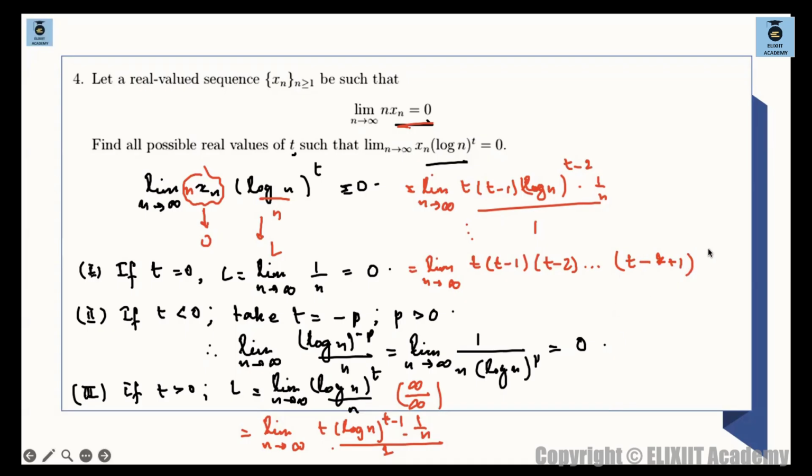Okay, and 1 by n will still continue. In any case, 1 by n will still continue. I have simply generalized this thing. 1 by n will still continue over here. Are you getting my point? Log of n will be there.